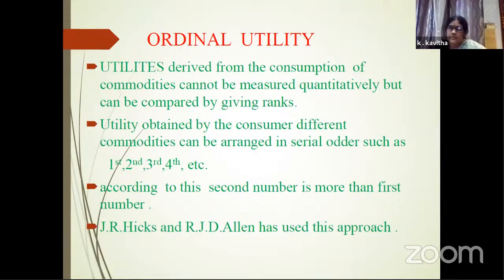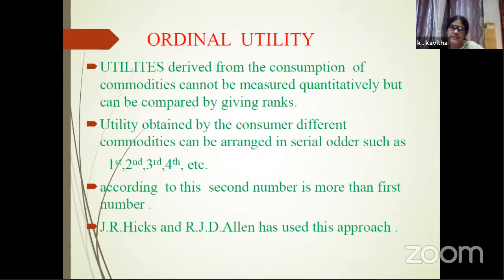And after he uses the second good, we'll get some utility. So he can say the second one is better than the first one, or the first one is better than the second one. Meaning he can compare, but now he cannot measure. If we are drinking tea first, and after that we drink coffee, we can say tea is better than coffee, or coffee is better than tea.